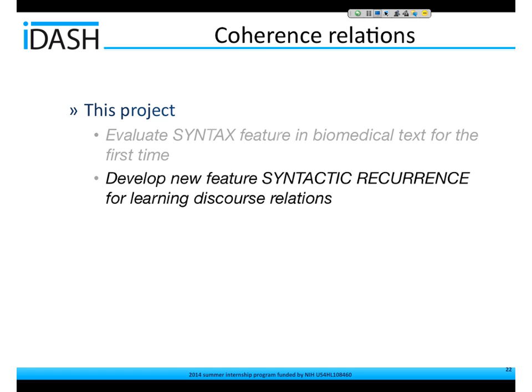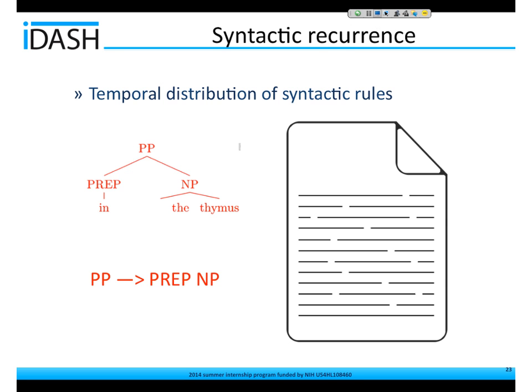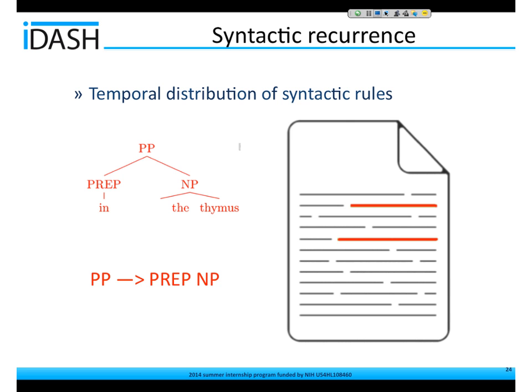So now let me go on to the second part, which is developing the new feature, syntactic recurrence, for learning discourse relations. So what does this mean? In this feature, we leverage the temporal distribution of syntactic rules in a document. If you think back to a syntactic rule like PP goes to prep NP, we can actually annotate a document for where that rule occurs.